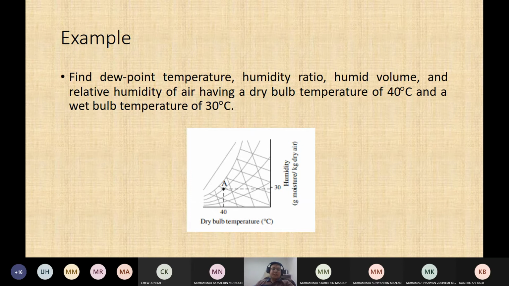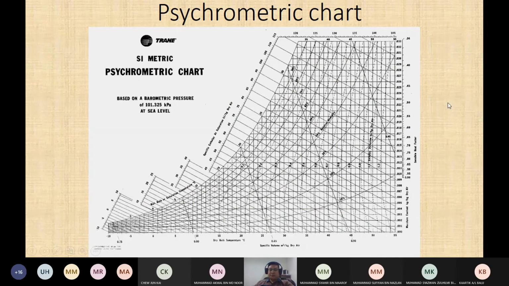This is another example, a very simple example of how to implement humidity by using the humidity graph. At least we have two parameters to determine other properties like enthalpy, relative humidity, or humidity. For example, here we have wet bulb temperature and also dry bulb temperature. By this we can plot the other properties. That is the complete information of the psychrometric chart.